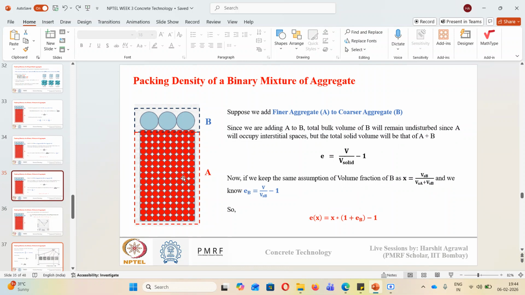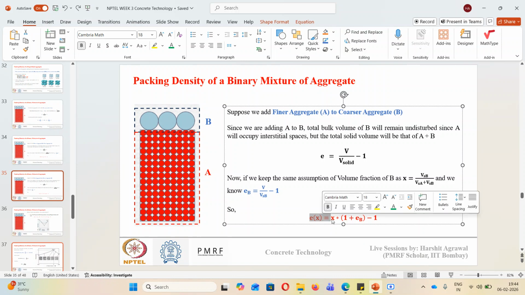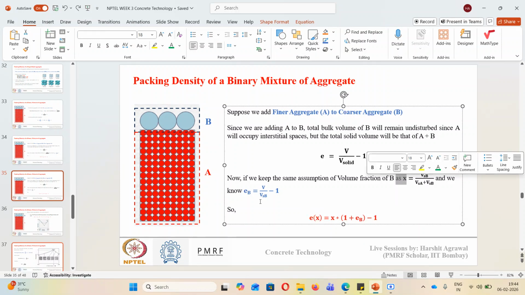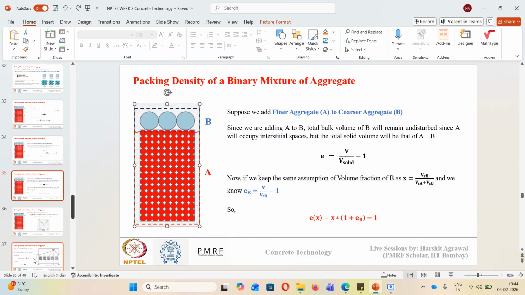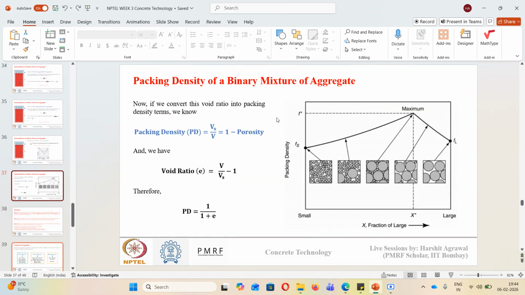Similarly, if I add finer particles to coarser particles, these finer particles will occupy the gaps between the coarser particles. So based upon the proportion of aggregates that I have added, again the void ratio of my system will decrease. Based on the interaction between these two curves, when I add B to A or A to B, based on the proportion of aggregate that I'm adding, we can optimize the packing of the entire system.